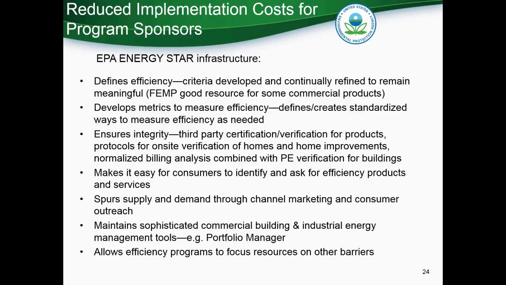In the commercial sector, as Tracy mentioned, EPA's Building Benchmarking Tool, Portfolio Manager, makes it easy for a range of different building types to track and manage their energy use on an ongoing basis. And all of this allows efficiency program sponsors to focus on other challenges specific to their market.